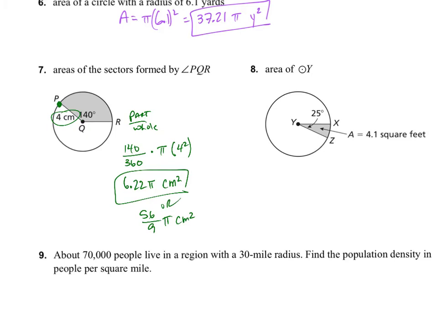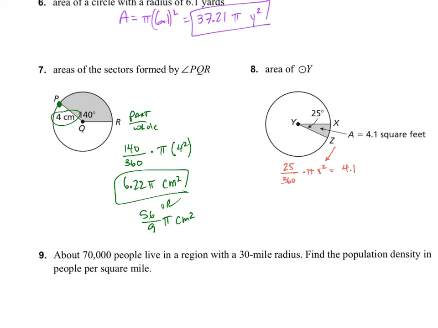Okay, and the last one here with the sectors. And then I'm going to do another problem after we do the density on number 9. So over here, we have 4.1 square feet, and we need to find the area of the whole circle. So remember, this part, 25 out of the 360 times pi r squared, gave me 4.1 square feet. So the whole point of this is to find out what the r is.